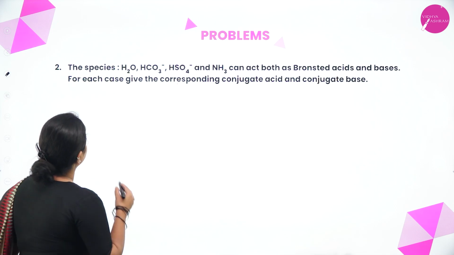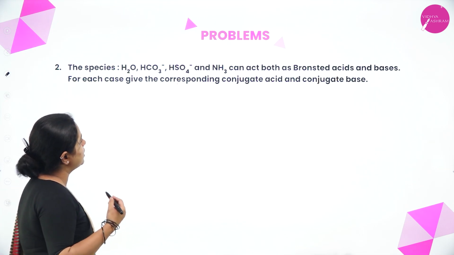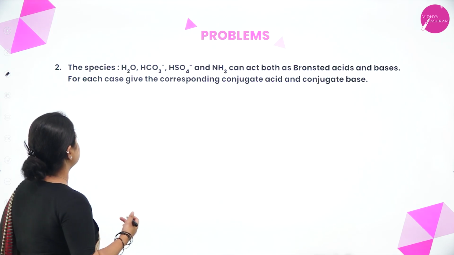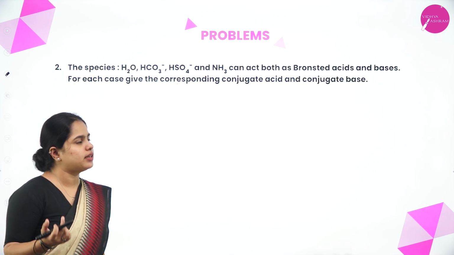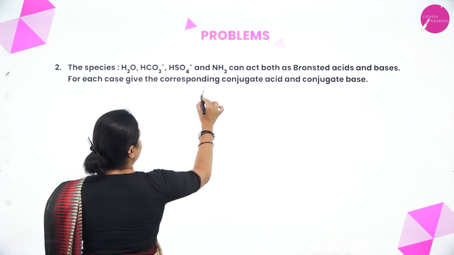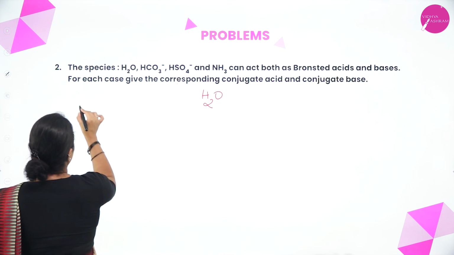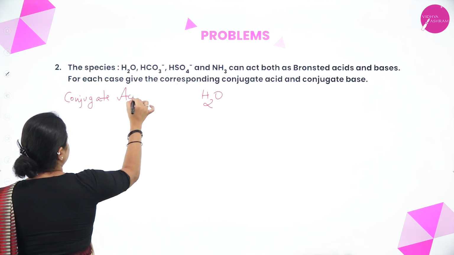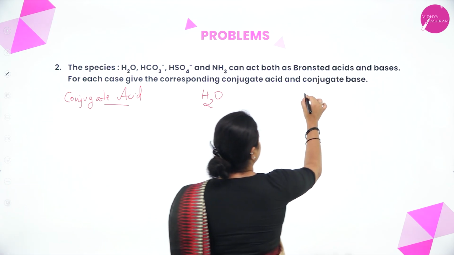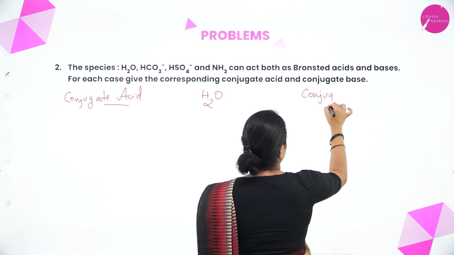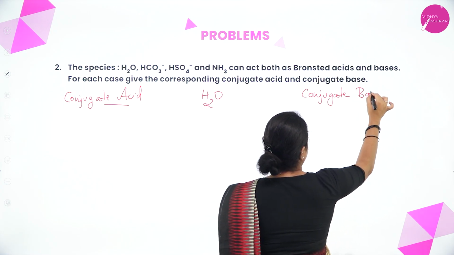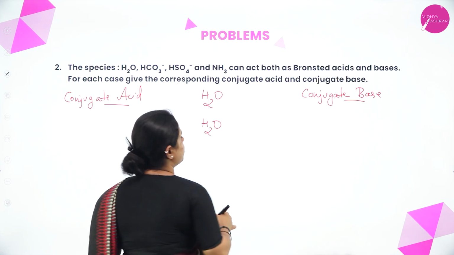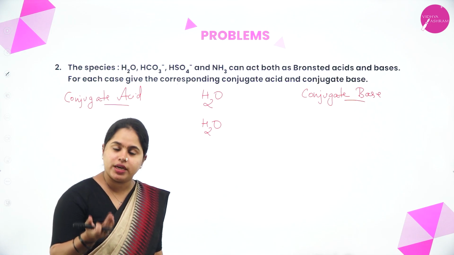So the next question: the species H2O, HCO3 minus, HSO4 minus and NH3 can act both as Bronsted acid and base. For each case, give the corresponding conjugate acid and conjugate base. Okay, so the first one is water. Here we are going to write the conjugate acid and the conjugate base. So how can you write the conjugate acid for it?